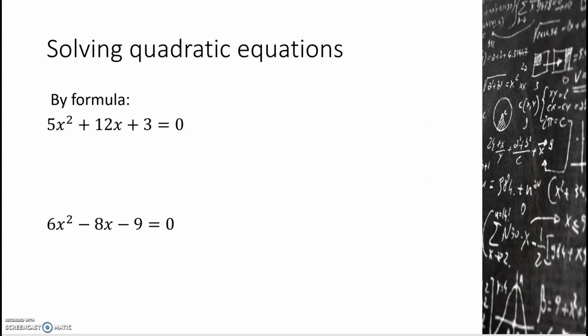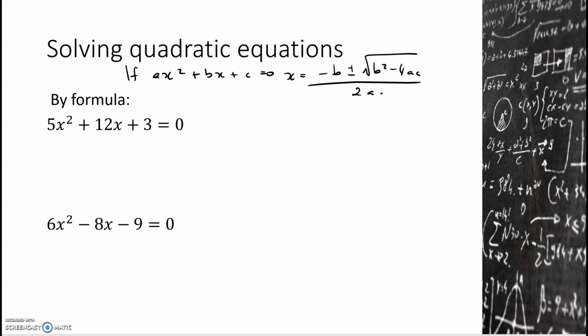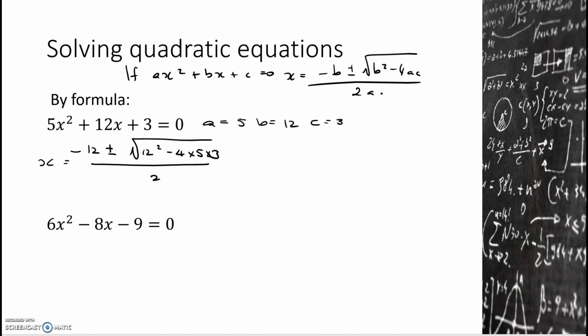The third way is by using the formula, and the formula says that if ax squared plus bx plus c equals 0, x equals negative b plus or minus square root of b squared minus 4ac all over 2a. So in the first one, a is 5, b is 12, c is 3. So it's just putting it into the formula and doing some number crunching. And that gives you 2 answers if you approximate them.